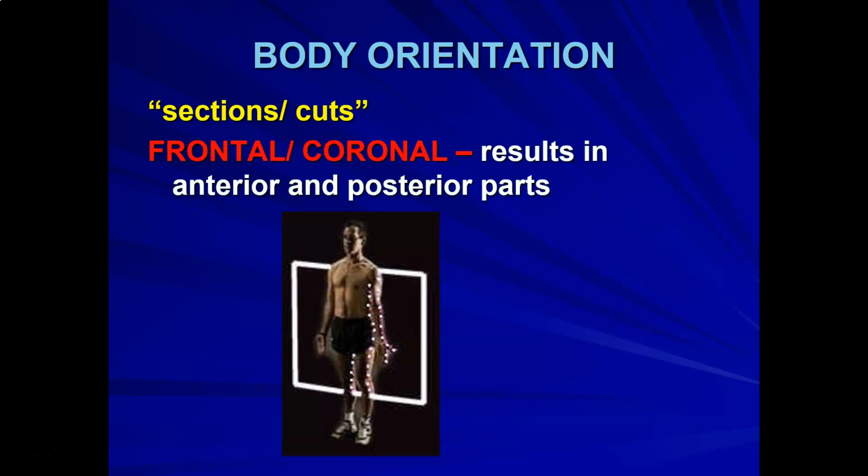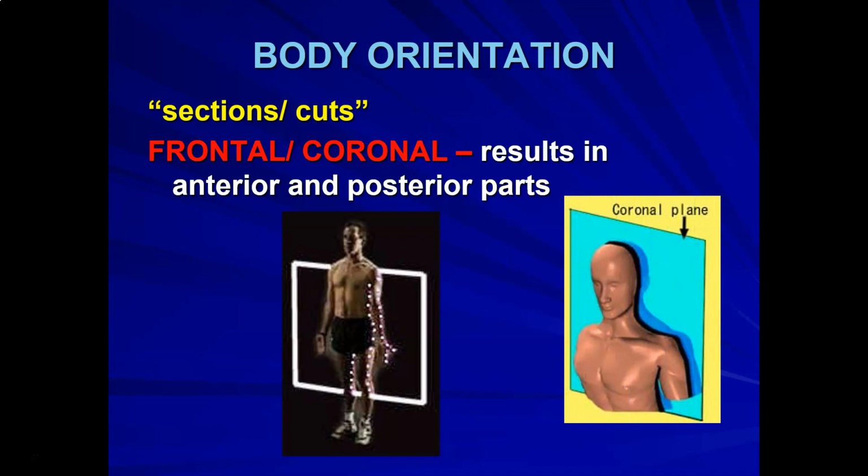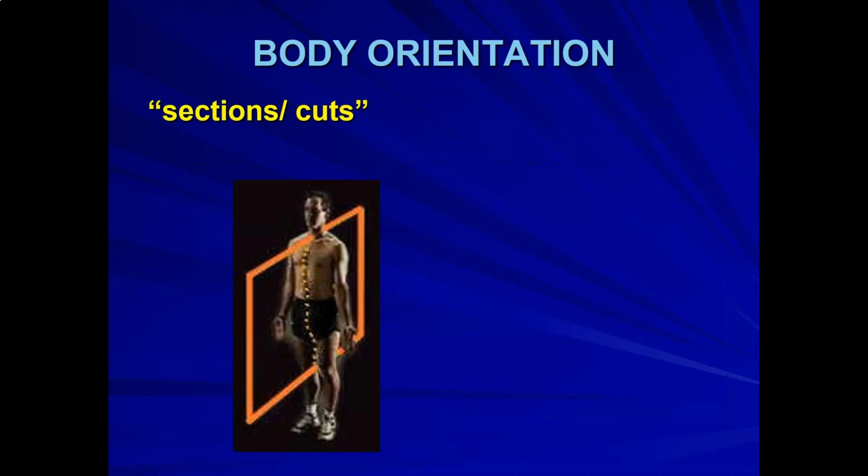The second combo, and we have an AKA here as well, frontal section or a coronal. And a frontal results in a front and a back, anterior and posterior parts. We make our cut, we get a front and a back portion. So we see the plane is represented by the blue. We get the front face versus the back of the head. Those parts are separated in a frontal or a coronal section.